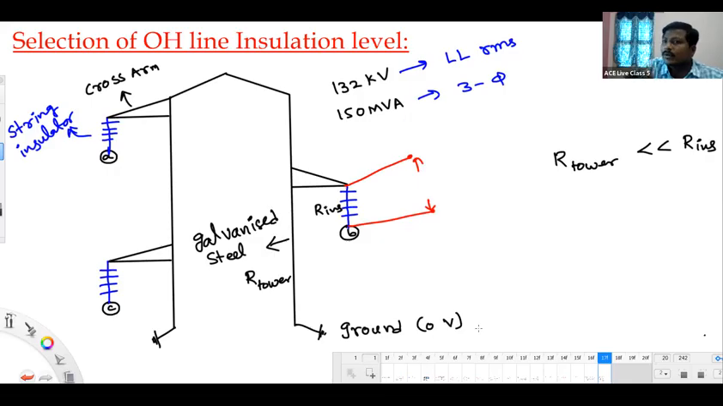Why is it so? The tower is a good conductor, while the insulator has very high resistance, in the order of mega ohms. Now tell me, in this series connection of R insulation and R tower, can we neglect the tower resistance? Yes or no? Yes, because it's a very, very low number. So R tower can be neglected.